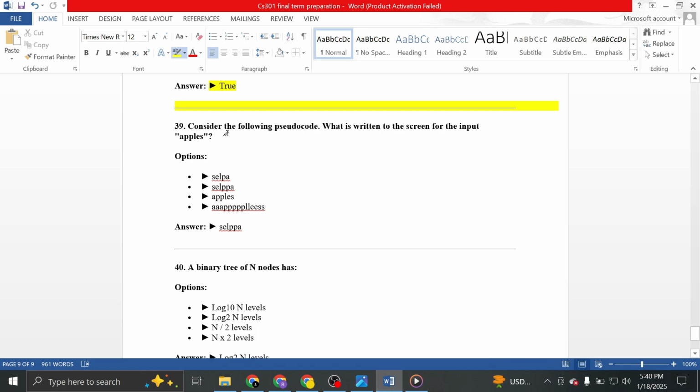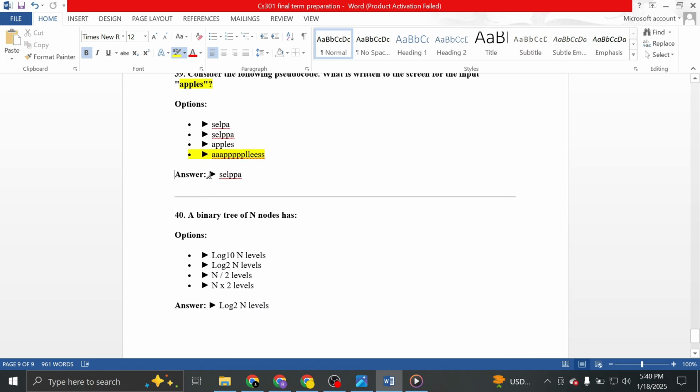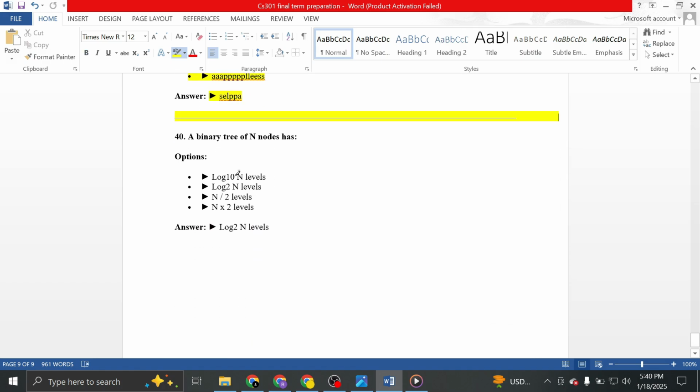Question 39. Consider the following pseudocode. What is written to the screen for the input apples? Options: selppa, apples, and others. Answer: selppa. Question 40. A binary tree of n nodes has: Options: log 10 n levels, log 2 n levels, n squared levels, n times 2 levels. Answer: log 2 n levels.